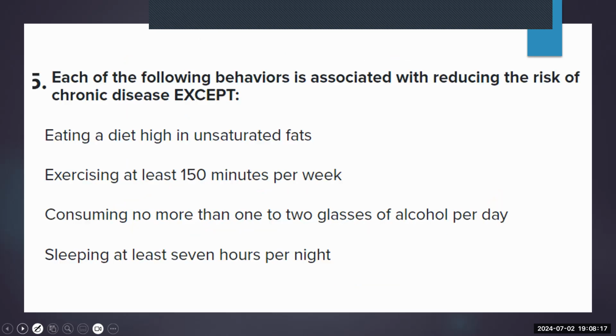All right. Which of the following behaviors is associated with reducing the risk of chronic disease, except? Of course, I'm going to highlight that except because I want to make sure, especially if I'm later in the test, that I'm paying attention to that and not just quickly saying, okay, I know this eliminates the risk and moving forward. We got to notice that except. Eating a diet high in unsaturated fats. Is that going to increase or decrease the risk? I think it's reducing the risk.